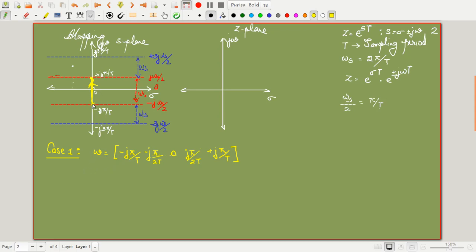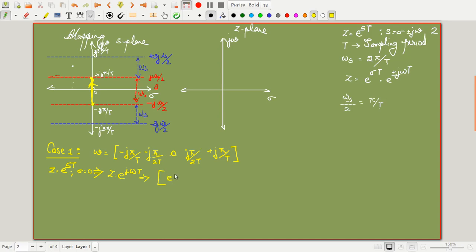Now we will see where this transforms to. We have to transform this line onto the z plane. So we will use the relation z is equal to e raised to sT. Here, in this case, sigma is equal to 0, so this implies that z is equal to e raised to j omega T. So where does this map onto?